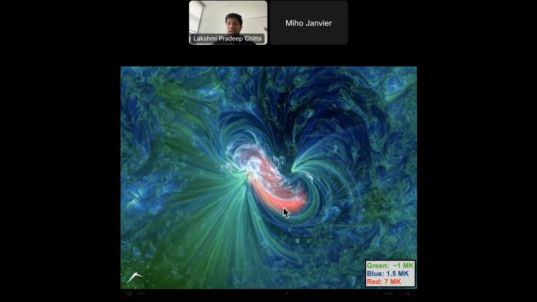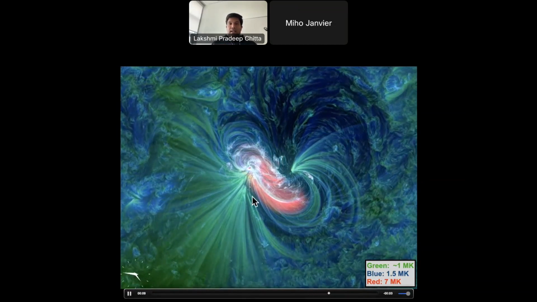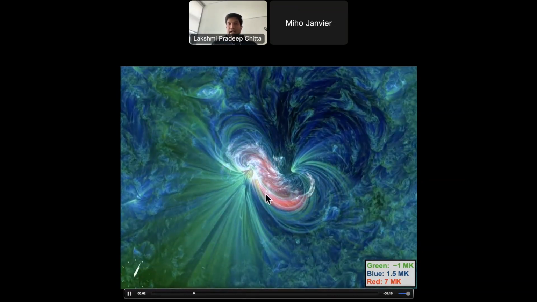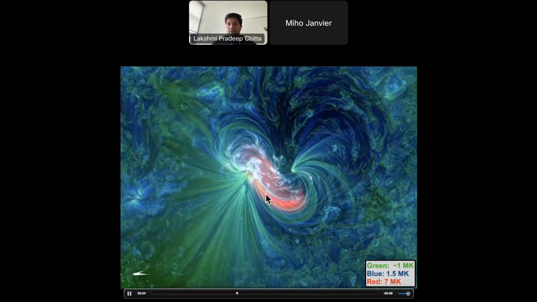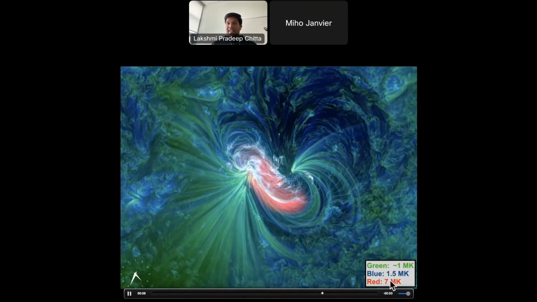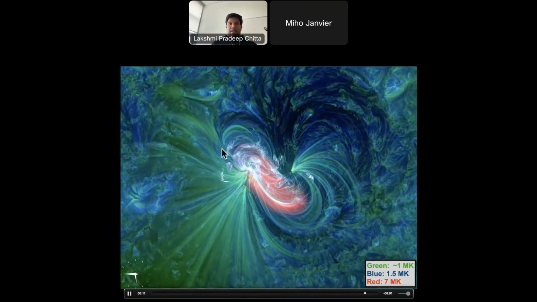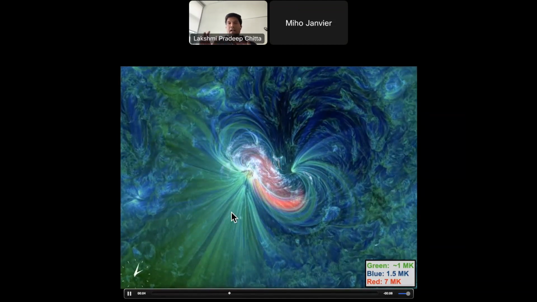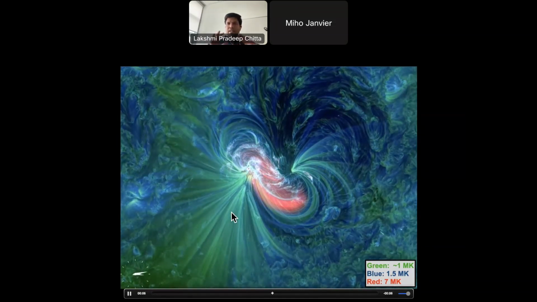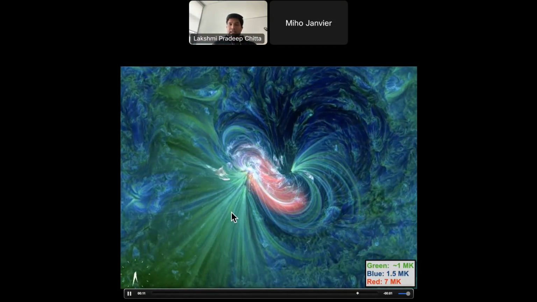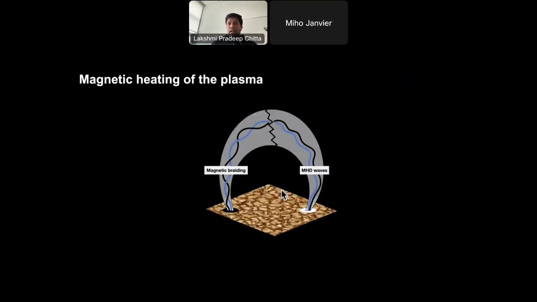For example, if you look at the interiors of this region that we call an active region, the plasma is mostly red in color. It's an artificial color that we added that indicates that there is a very hot plasma component at about 7 million Kelvin. The blue patches that we see surrounding that are about 1.5 million Kelvin, and then the green shaded regions are at about a million Kelvin. So it's not uniformly hot everywhere. There is quite a bit of temperature structure.